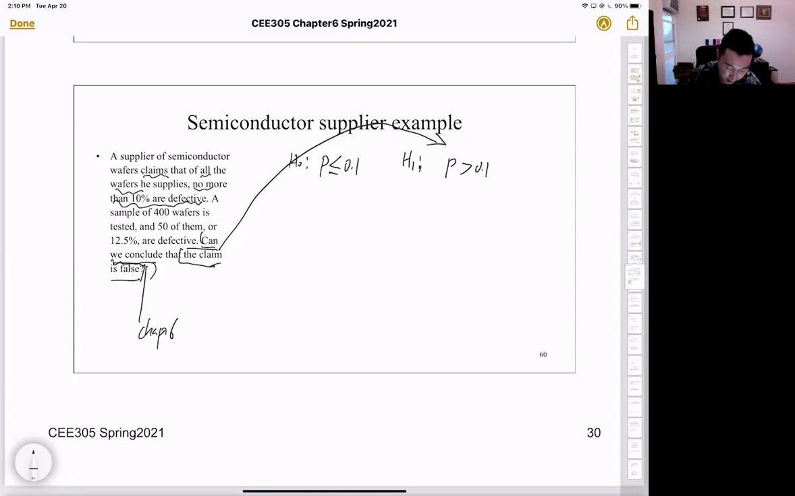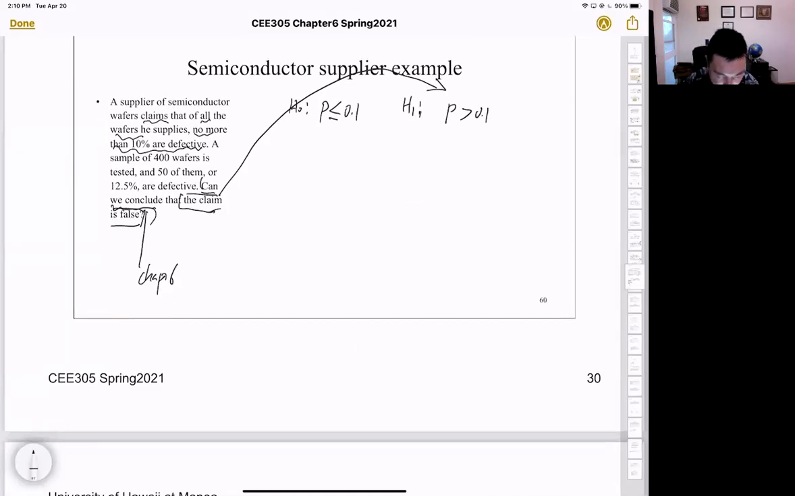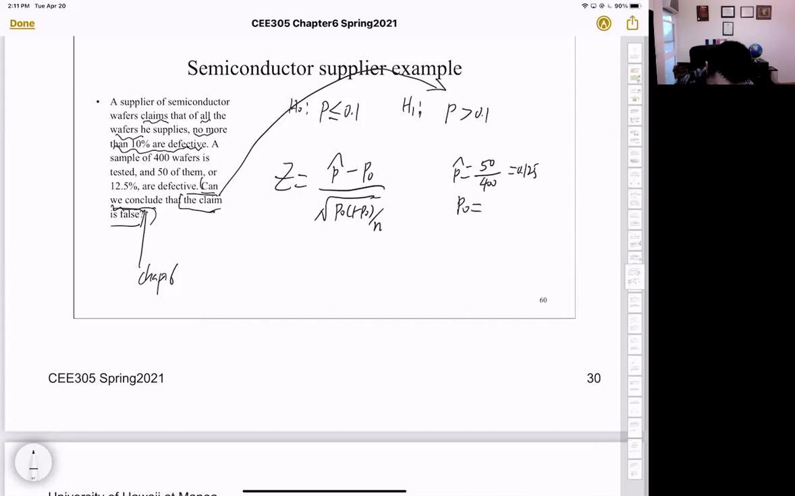And then let's calculate the z-score based on the equation here. The z-score will be sample proportion minus p0. So the sample proportion will be 50 over 400 samples, so 12.5%, 0.125. So p0 will be 0.1. And n is 400. So we can plug in these numbers into the equation of z. We can calculate the z-score of 1.67.